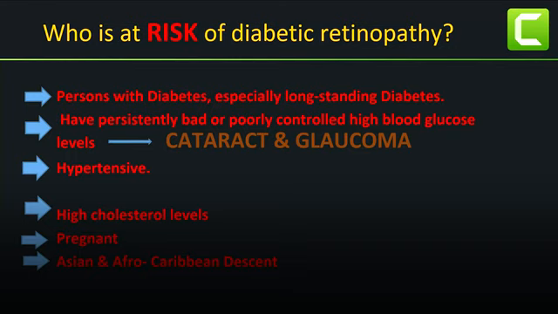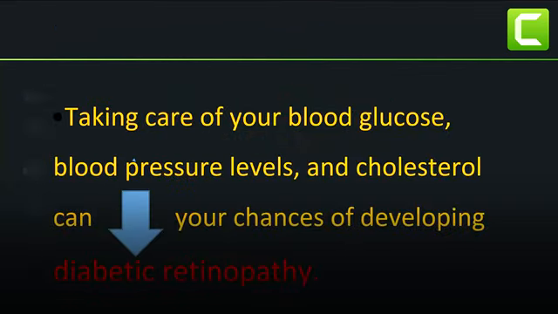Also, if you have certain ethnicities such as Asian or Afro-Caribbean descent, then your risk is increased. Taking care of your blood glucose, your blood pressure levels, and your cholesterol can decrease your chances of developing diabetic retinopathy by as much as 50%.